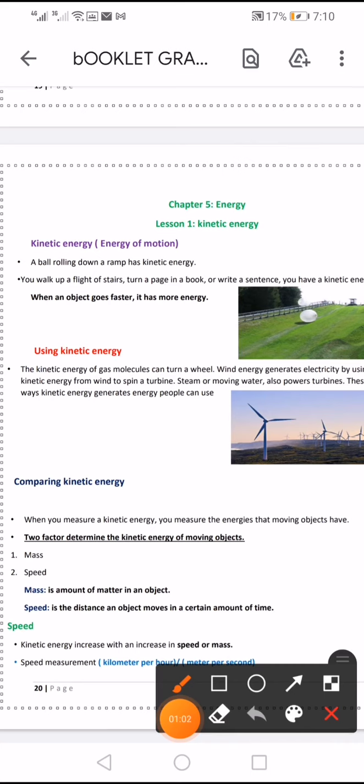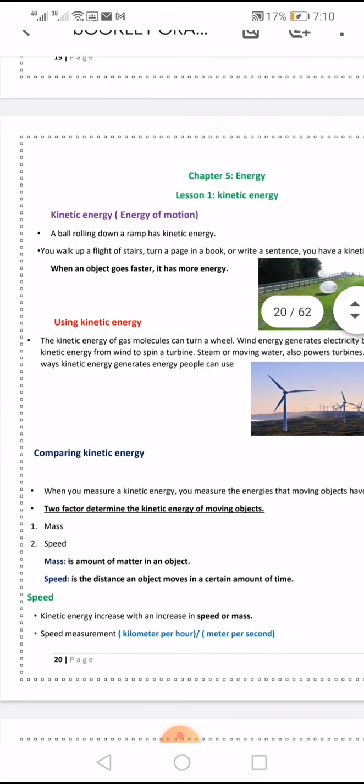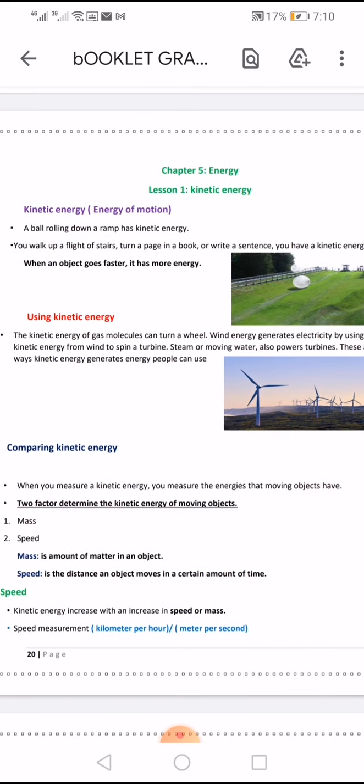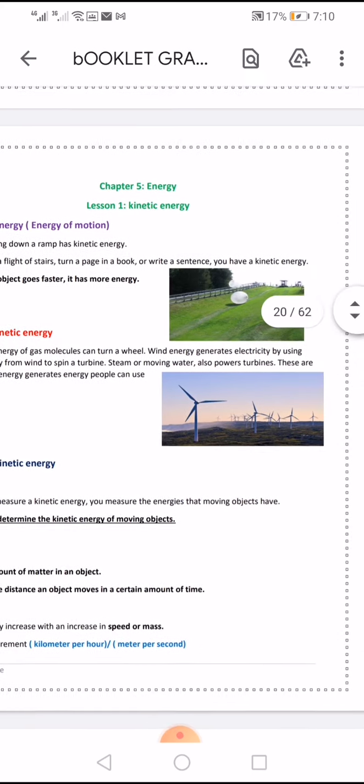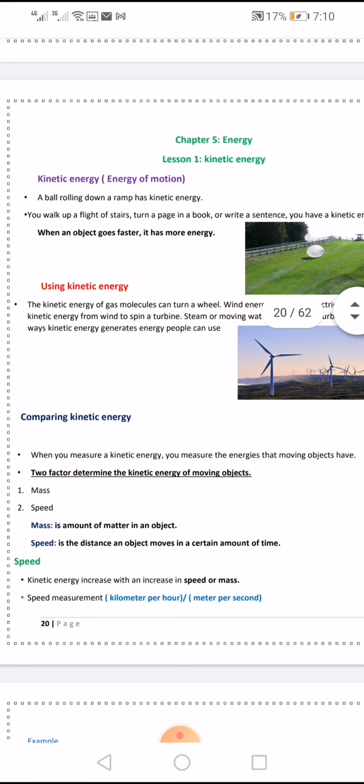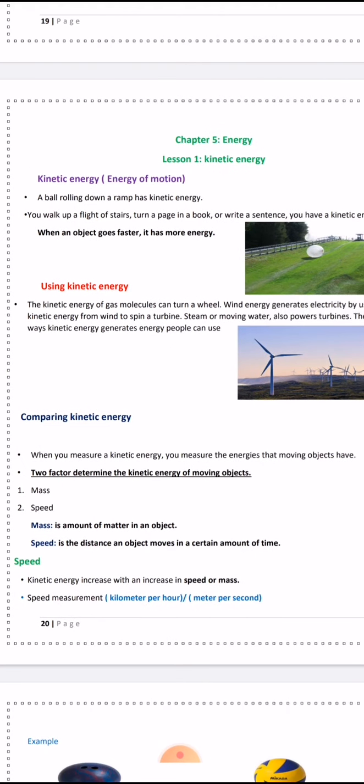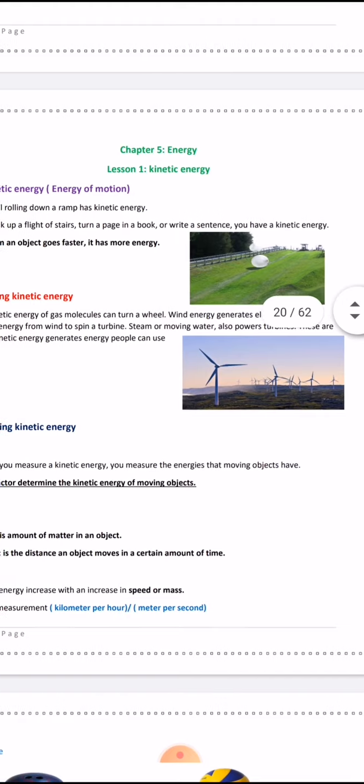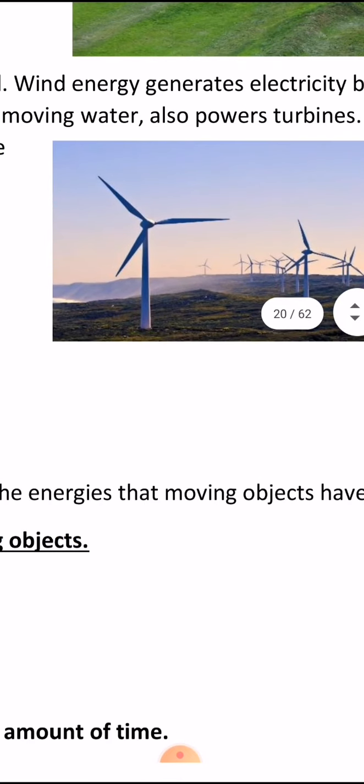Using kinetic energy. The kinetic energy of gas molecules can turn a wheel. Wind energy generates electricity by using kinetic energy from the wind to spin a turbine. Steam or moving water also powers a turbine. These are ways kinetic energy generates energy people can use. So energy or kinetic energy, it's very important to generate electricity.